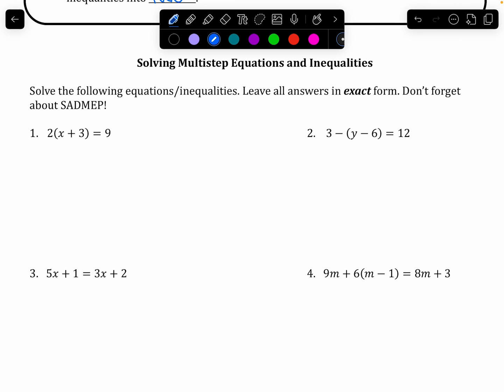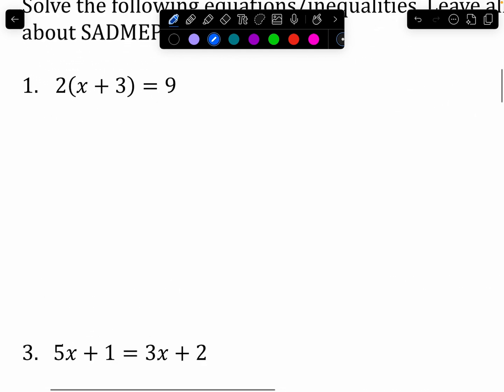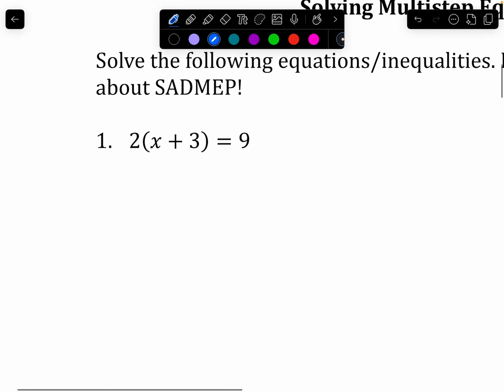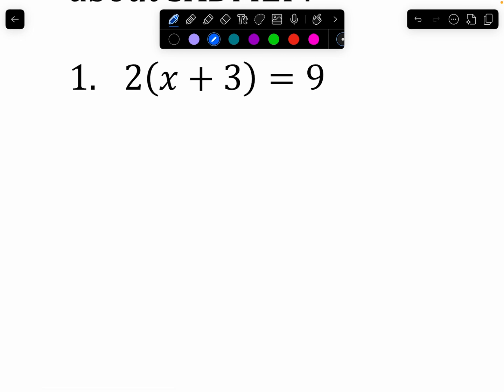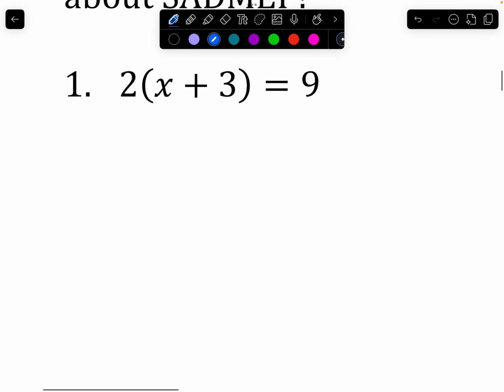Okay, so since we've already talked about how to solve an equation, we're just going to jump right on into the solving equation problems. Okay, some of these might still be 2-step equations, but generally they're going to be more than 2 steps. So when I look at the first problem here, it wants me to solve for x, and as a reminder, we have to do SADMEP. So in order for me to solve for x, I have to do PEMDAS backwards, okay?